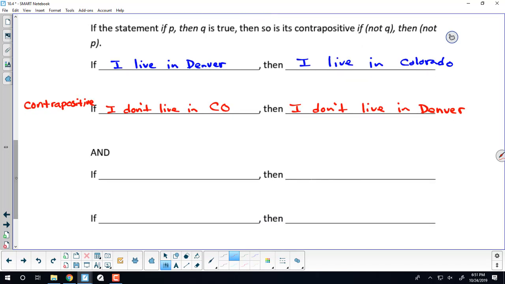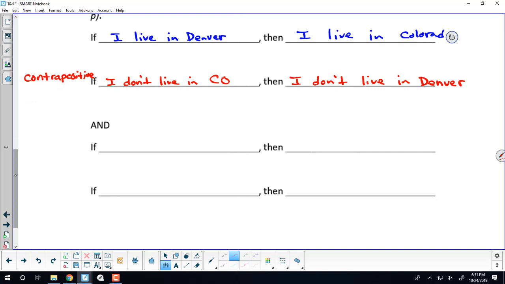Okay, so true statement, I live in Denver, I live in Colorado. Contrapositive, also true statement, right? The thing that's not always true, and it's really conditional, is the converse. I'll do this in a different color. The converse of a statement is just when you flip it. So the converse of "if I live in Denver, then I live in Colorado" would be "if I live in Colorado, then I live in Denver." So that's not always a true statement.